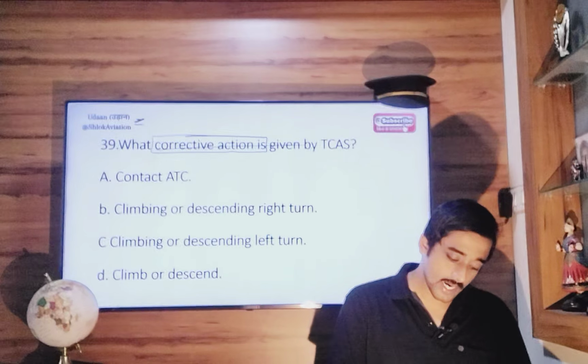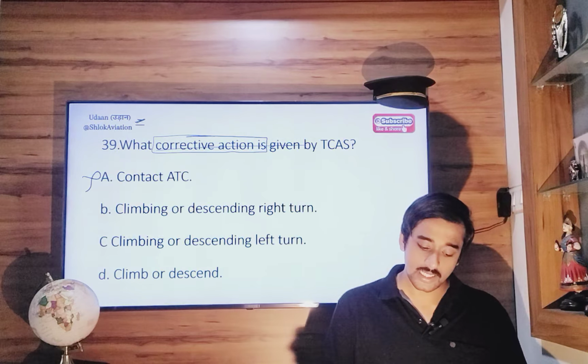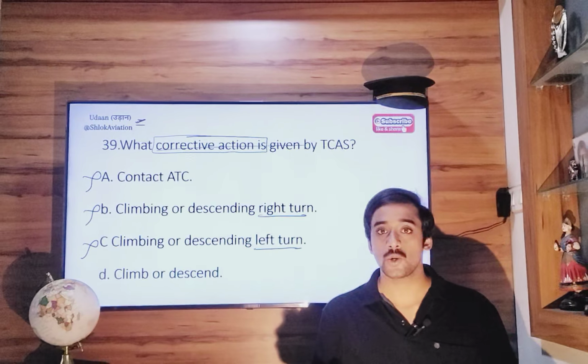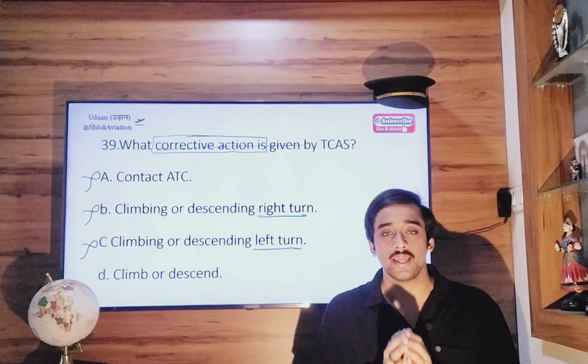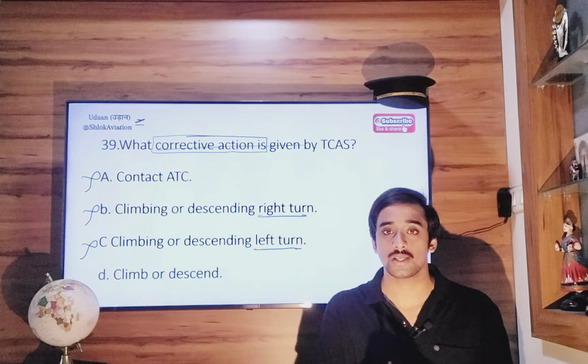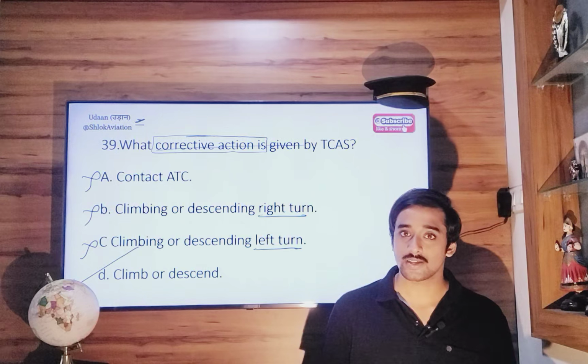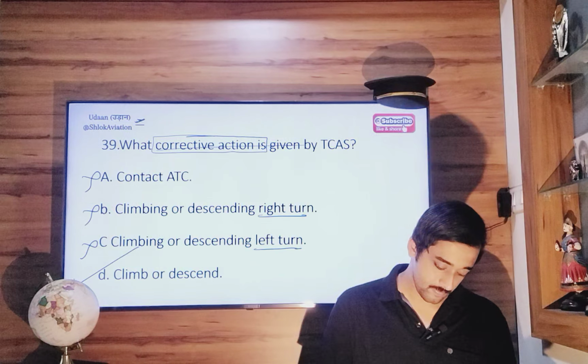Okay. So contact ATC never. Climbing or descending, right turn, left turn, no. The corrective actions are limited to vertical plane only. You won't get any resolution advisory or corrective action in horizontal plane. Climb or descend, yes, it's restricted to vertical plane, right?